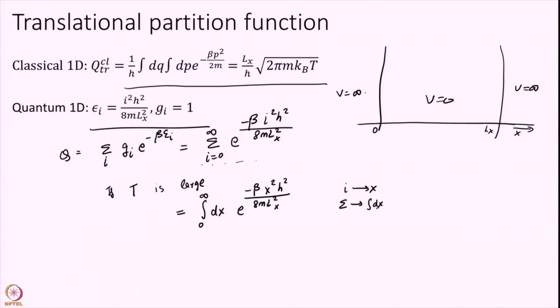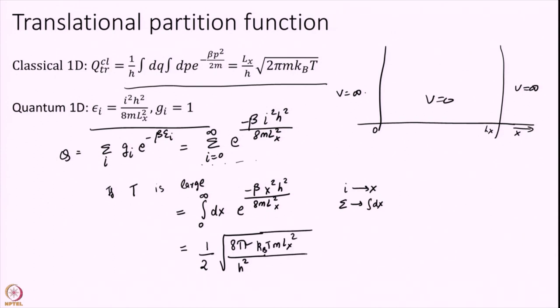Okay. So, now what you get is a Gaussian integral, and we know how to solve Gaussian integrals. Again, do not end up memorizing these integrals, we will always provide you integrals. So, the answer for this is half root of pi over a, and a here is the coefficient before x square, which will be h square into 8 pi kbt m lx square.